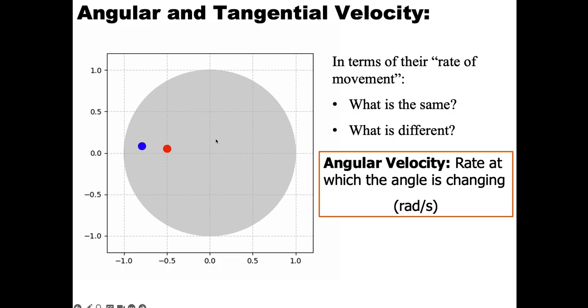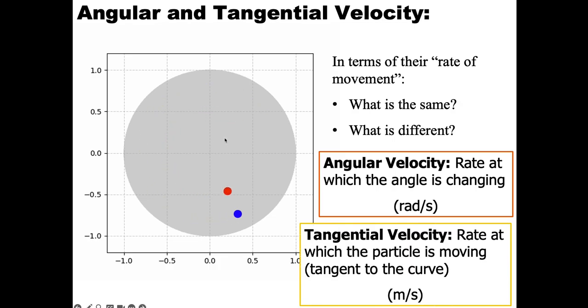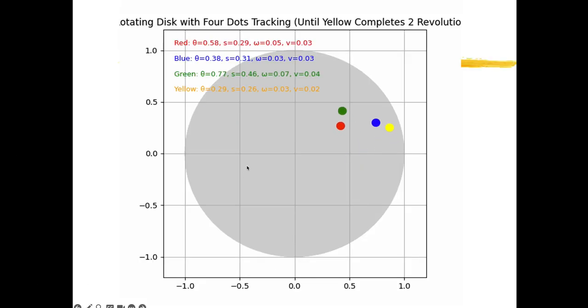But do they have the same tangential velocity? If we were to put a speedometer on them, because they're moving tangent to some curve, what is their instantaneous speed? Well, that is different. The rate at which the particle is moving tangent to the curve is different for both of these. The blue one has to be a little bit faster to go around in the same amount of time that the red one does.